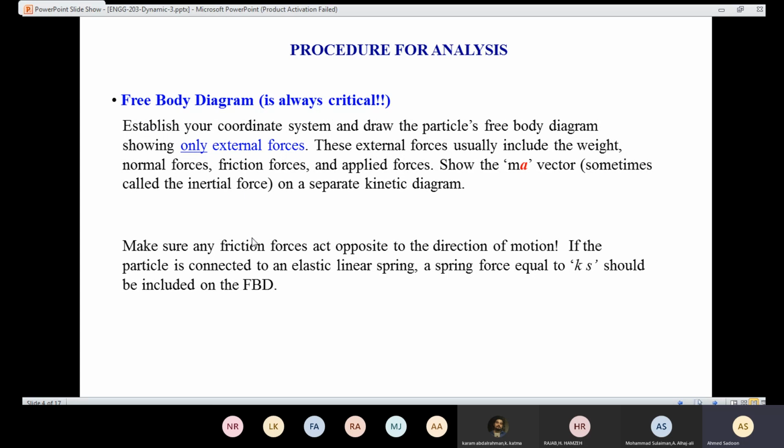Also, you need to make sure that any friction forces act opposite to the direction of the motion. So take care of the direction of the frictional forces. If the particle is connected to an elastic linear spring, then the spring force equals ks. You should include that in the free body diagram too. So if you have a spring connected to the particle, do not forget to include the spring force. If you have a frictional force, make sure that the direction is opposite to the direction of the motion.